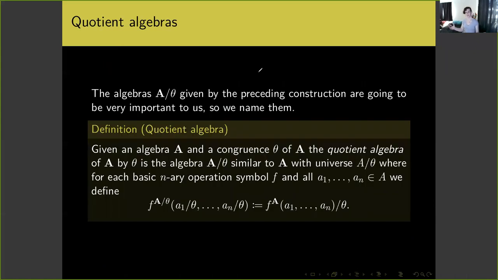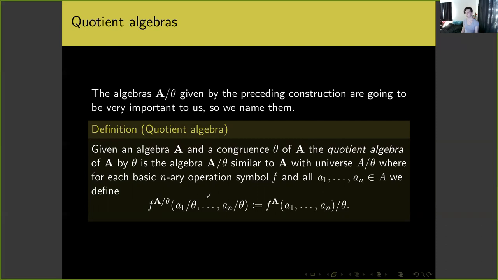Now we're ready to discuss quotient algebras. So the algebras A mod theta, given by the preceding construction, whose basic operations I just described and argued were well-defined, those are going to be very important to us. So we're going to name them. I've been saying A mod theta in analogy with notation that you may have seen before, but our more formal definition is, given an algebra A and some congruence theta, which remember is an equivalence relation with the special substitution property, which makes it compatible with the operations of A, we say that the quotient algebra of the algebra A by theta is the algebra which is similar to A, whose universe consists of the equivalence classes of A mod theta, and where for each basic n-ary operation symbol F and each A1 through AN in A, we define that basic operation as we just discussed.